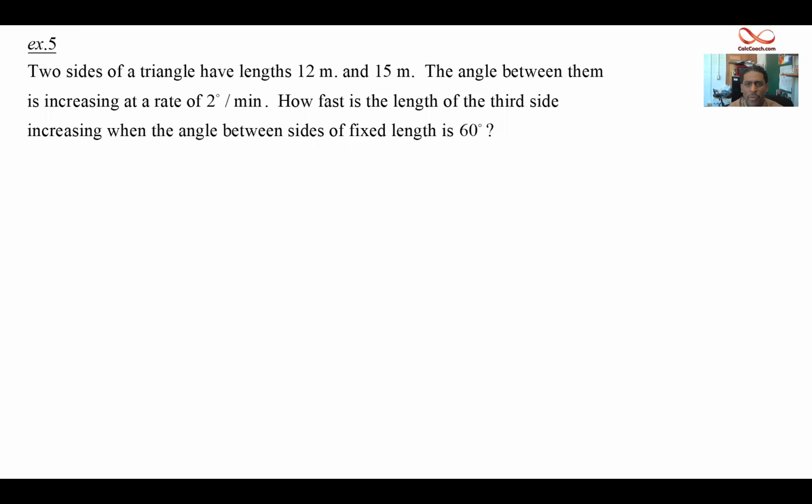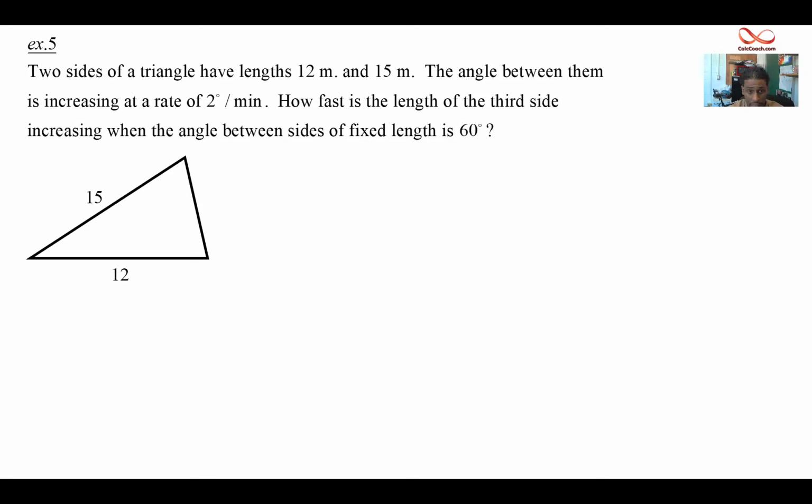Okay, this is a related rates question. We have two sides of a triangle that have lengths 12 and 15. Stop right there. Draw a triangle that represents that. There's nothing said about the triangle. You don't know if it's a right triangle. So just draw a generic triangle, label one side 15, the other side 12.